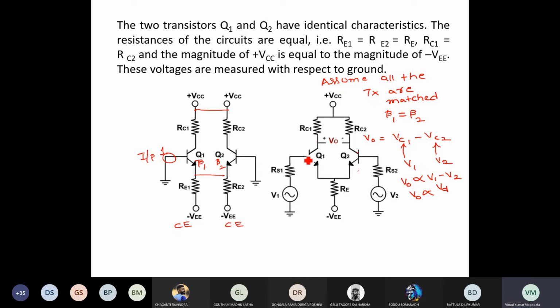VD is nothing but V1 minus V2. V1 is one input voltage that we are applying, and V2 is another input voltage that we are applying. So for this type of connection, the output voltage is proportional to VD.